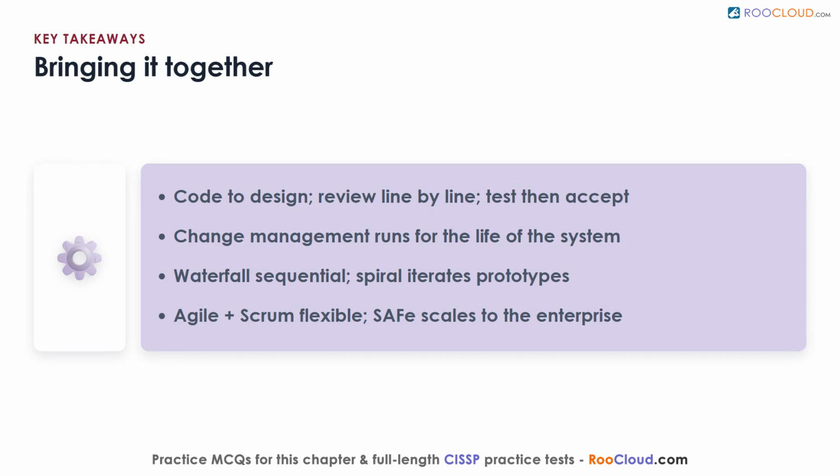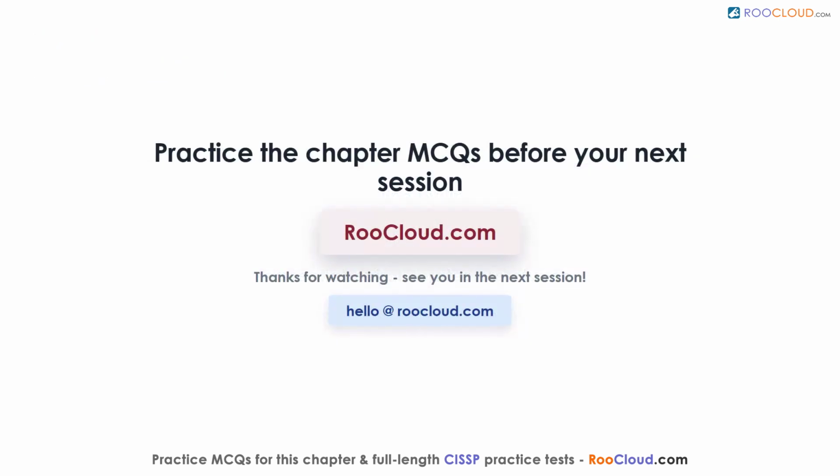Lifecycle models bring discipline. From sequential waterfall, to iterative spiral prototypes, to flexible Agile and its Scrum practice, up to the Scaled Agile Framework for enterprise scale. With integrated product teams as an early collaborative ancestor, master these, and you can insist security travels through every phase and every model.